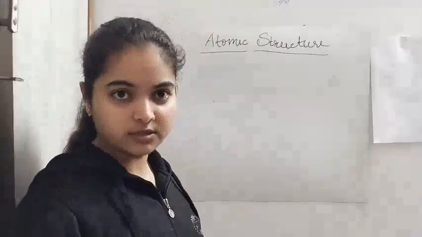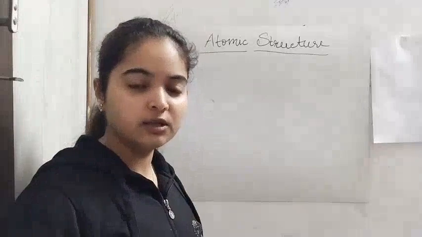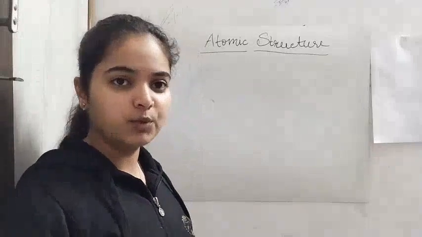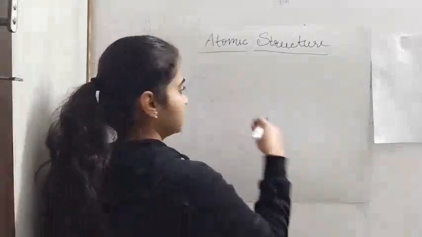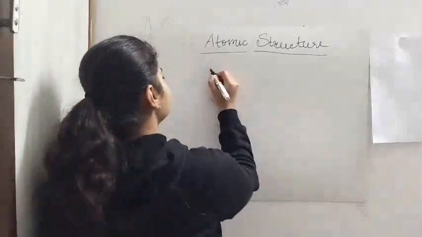So moving further, now we will discuss the definition of an atom. An atom is the smallest particle of an element that retains the property of that element. So write it down or take the screenshot later on.